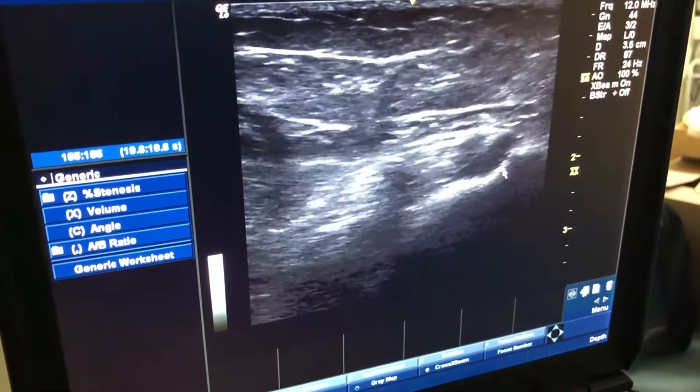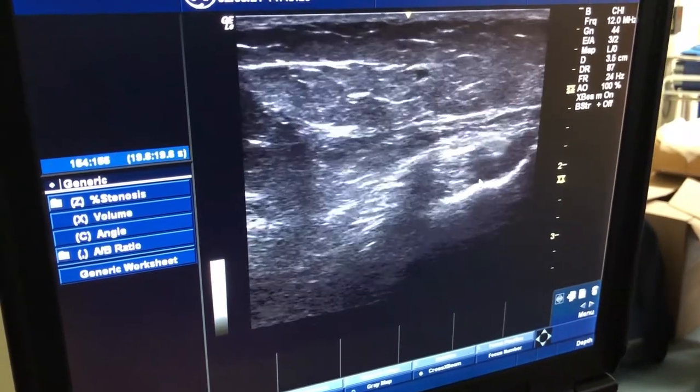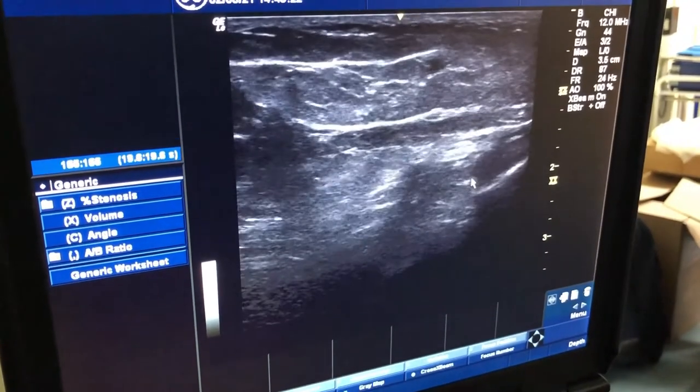So what we can see, I don't know if you want to just move the probe a little bit distal. So we're moving away from the leg into the foot a little bit more.